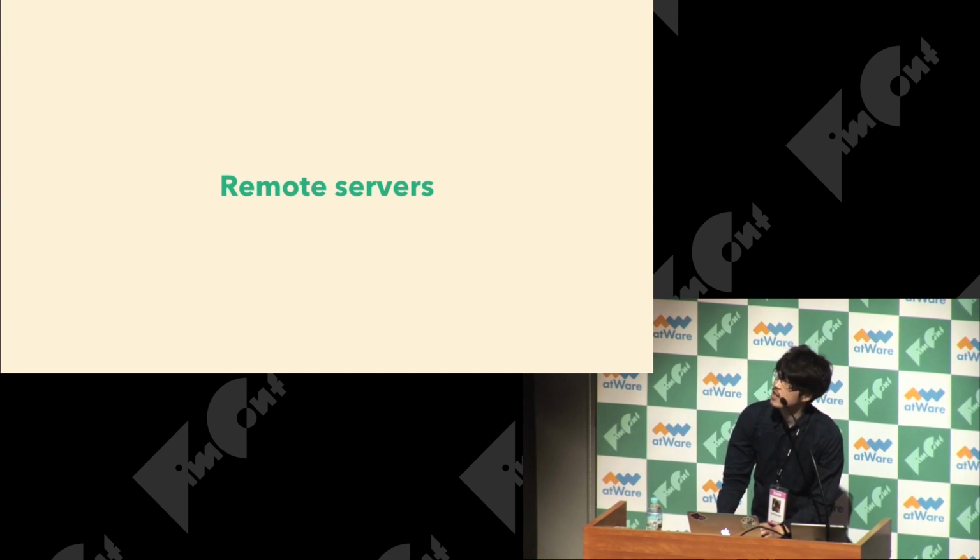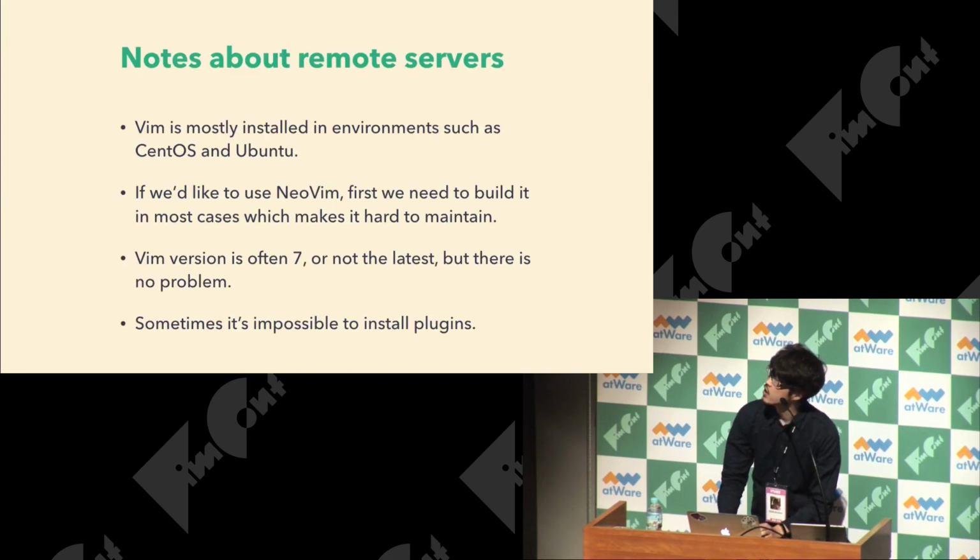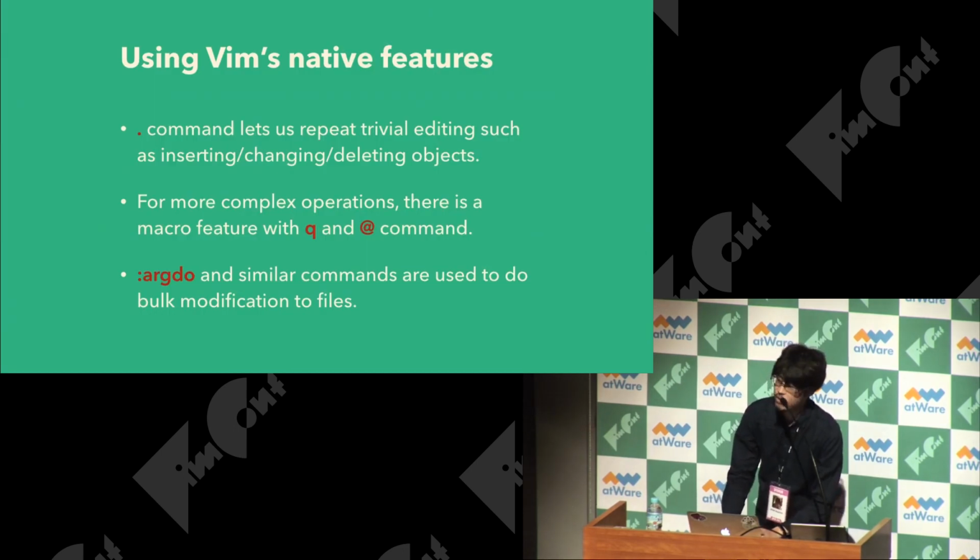And already three minutes left, so I will speed up. The important thing is that we, as Vimmers, sometimes need to do some operations in remote servers or in Docker containers without any plugins, NeoVim or Vim 8 or whatever. So it's important to use Vim's native features. The dot command, q and macros, or argdo commands are so effective that without any plugins, you can do bulk text editing so effectively.